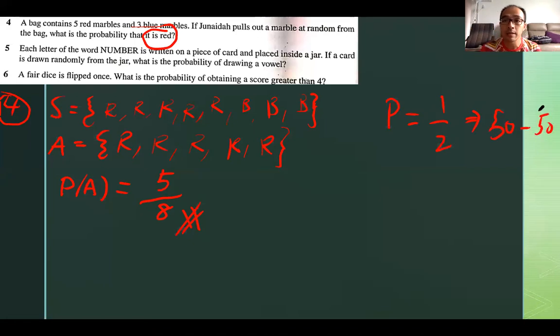Okay, 50-50 chance. You have a 50-50 chance of getting a red marble, which is wrong. Because there are more red marbles than there are blue marbles. How can you have a 50-50 chance? Right? Okay, so which is why you need to take into account how many red marbles there are and how many blue marbles there are.